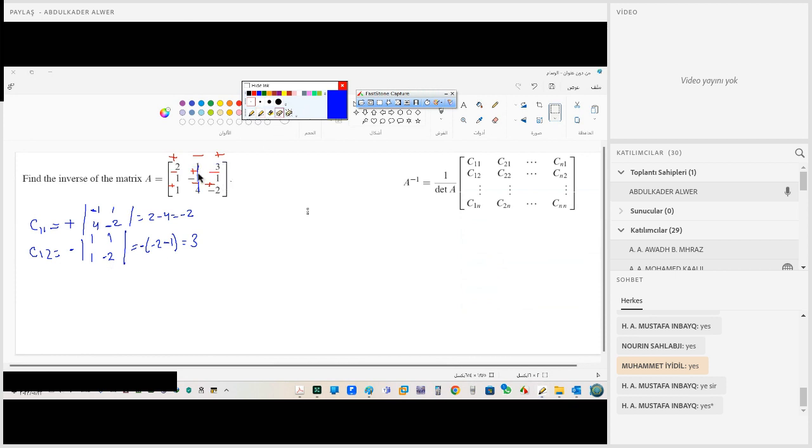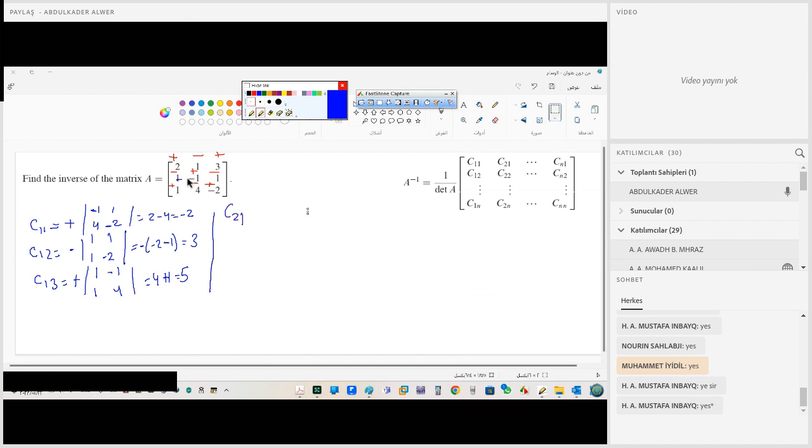Now, cancel this. C13. How many determinants should we have to calculate here? 9. It's positive. For all lines, cancel this: 1, 1, minus 1, 4. It is 4, positive 1, equal 5. Have we finished? Not yet. We are working. Now another line.